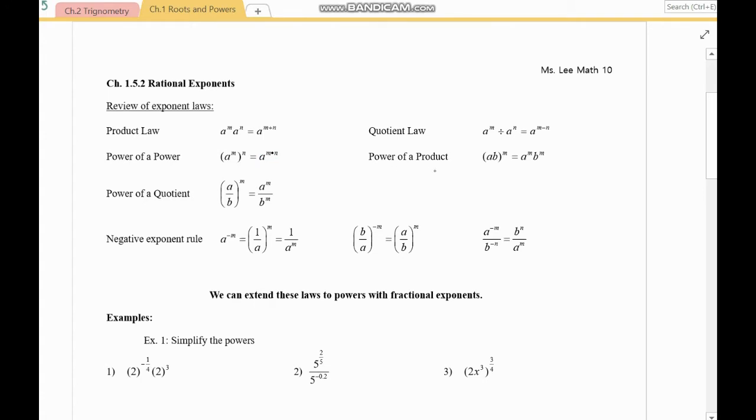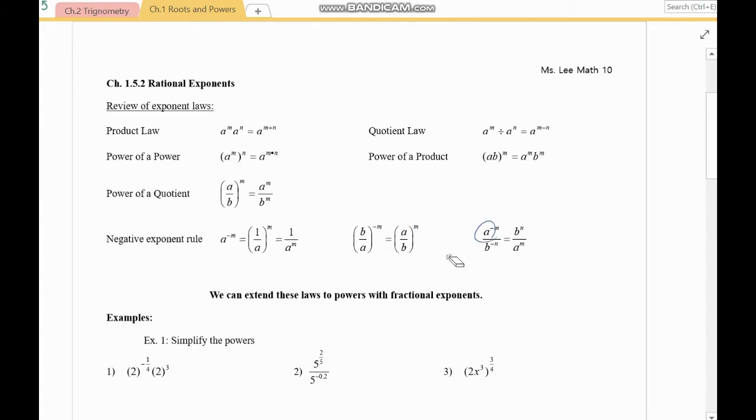And power of a product, you can simply distribute the exponent into the bracket. Power of a quotient, again, you can distribute it. Negative exponent rule: it is important that when you have a negative exponent, you flip the base and make the exponent positive. Flip the base, a over b, and make the exponent positive.